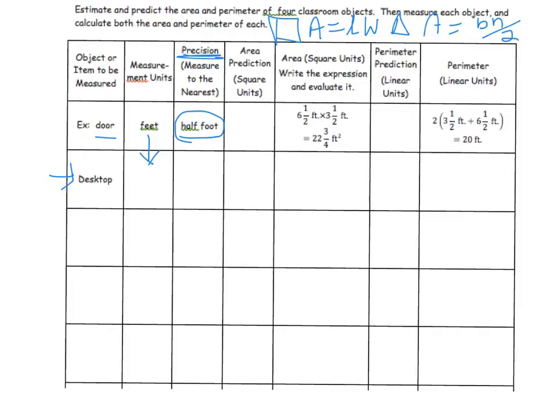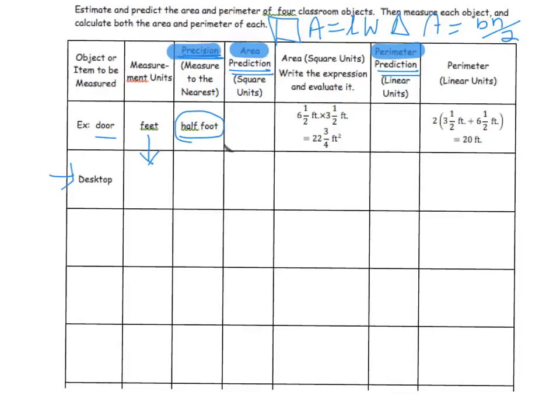And then I want you to make a prediction. So looking at that particular shape, what do you predict the area to be, and what do you predict the perimeter to be? So you're predicting the area and the perimeter. And in this example it was not given, but this is where you would write your prediction. And I do want you to actually write it out before you measure it.